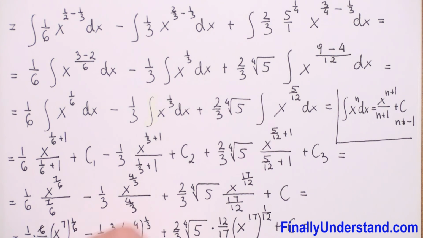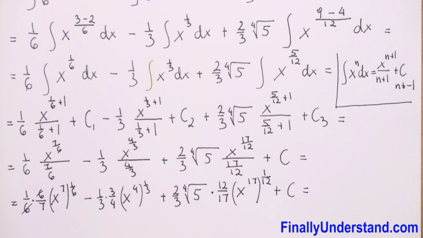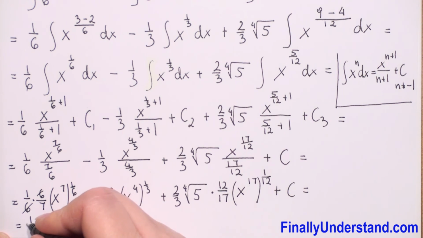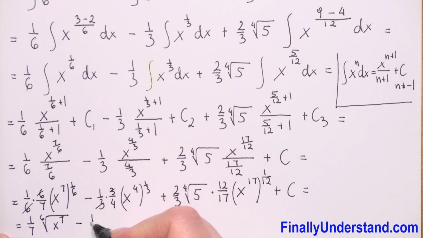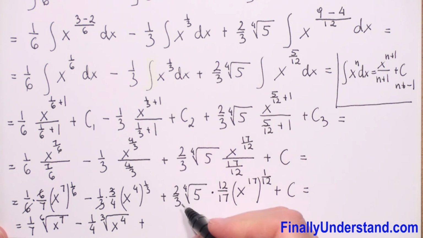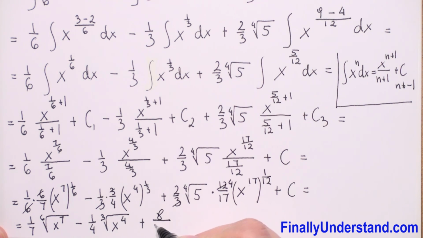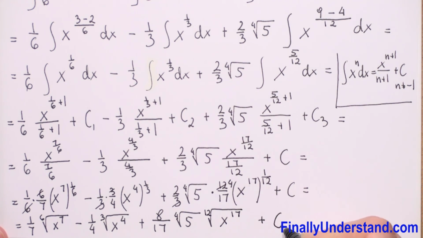So 6 and 6 we can reduce. So we have 1 over 7 times the sixth root of x to the 7th power minus, 3 and 3 we can reduce, 1 over 4, and we have the cube root of x to the 4th power plus, and we can reduce 3 with 12 will be 4, so it will be 2 times 4 is 8 over 17, and we have to copy the fourth root of 5, and we have the twelfth root of x to the power 17 plus c. So we are finished.